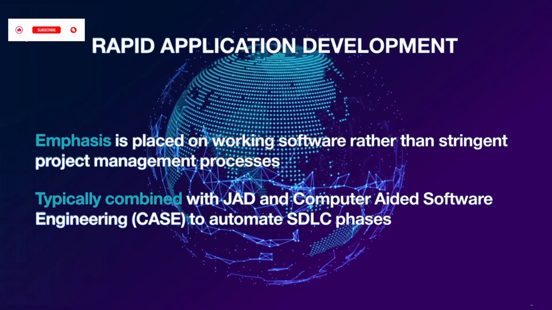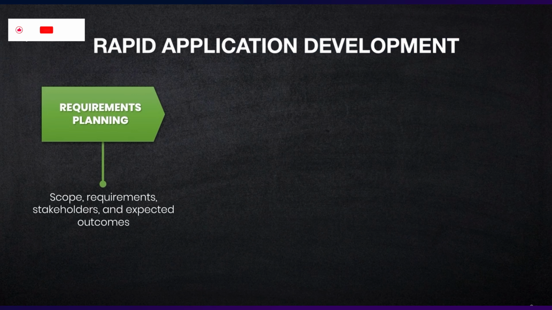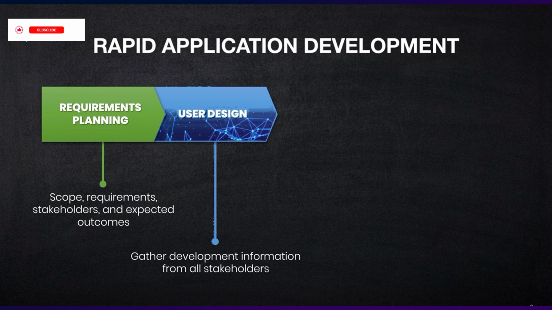And here are the steps of the Rapid Application Development Model. First, we start with requirements. What are the scopes? What are the requirements? What are the stakeholders and the expected outcomes for this particular product? Then we go into user design, where we gather the information from the stakeholders of what they are looking for in this product itself. Then we build it.